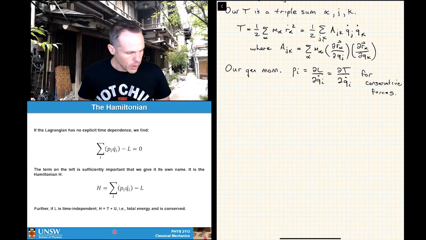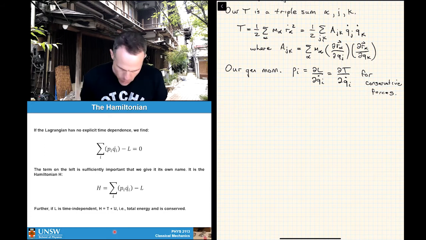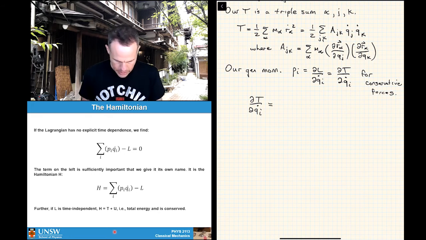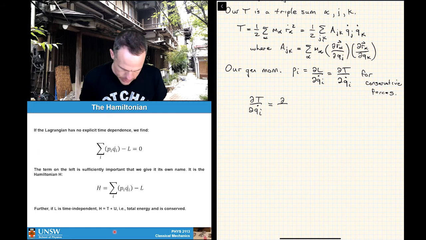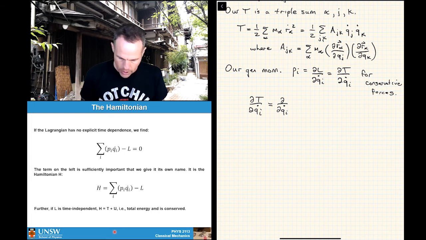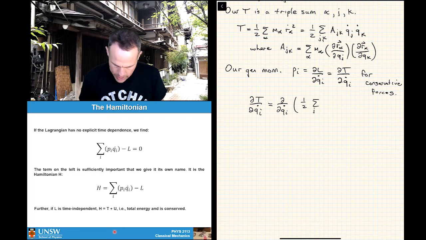Sometimes it's useful. Okay, so what we can do here is now write dT on dqi dot is going to basically be d on dqi dot of T, and our T is actually given by the expression that we have up above, right? So it's going to be, switch back here, a half sum j and k of A jk qj dot qk dot. Okay.